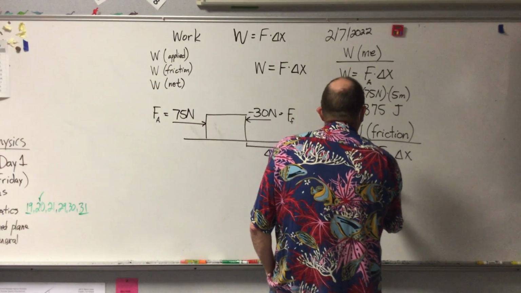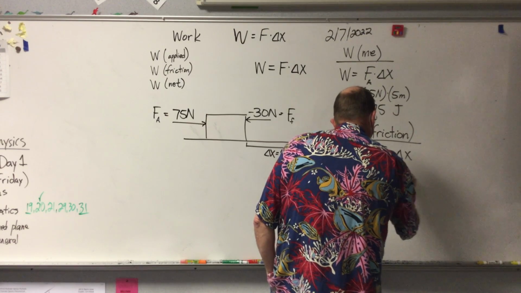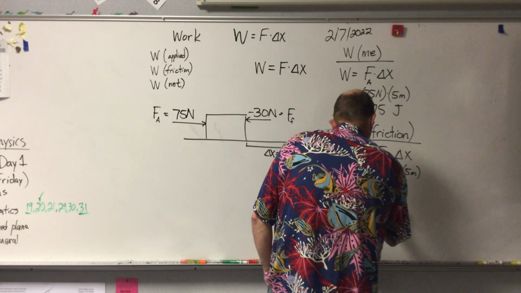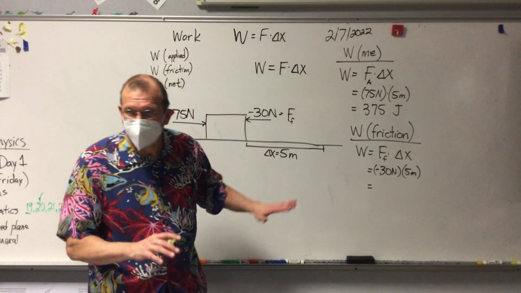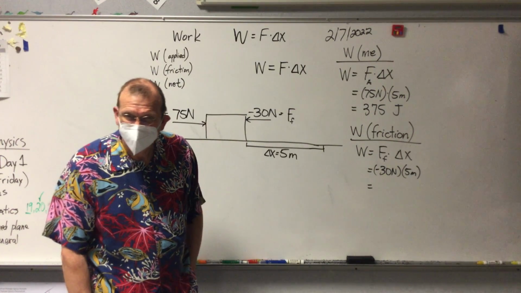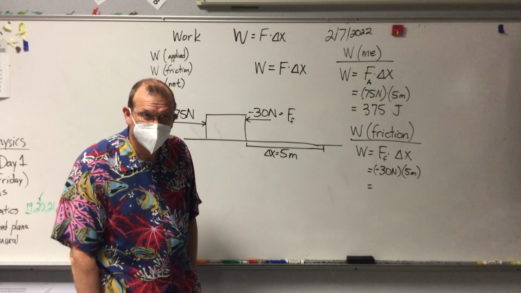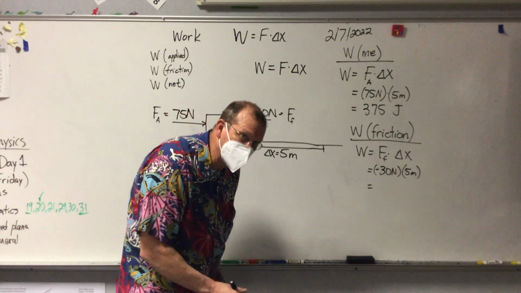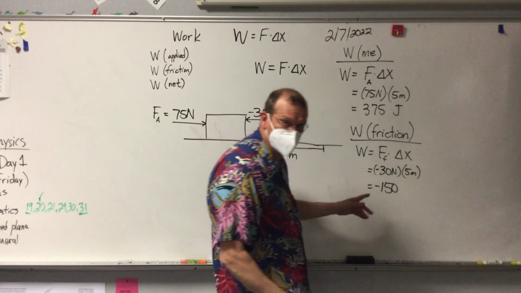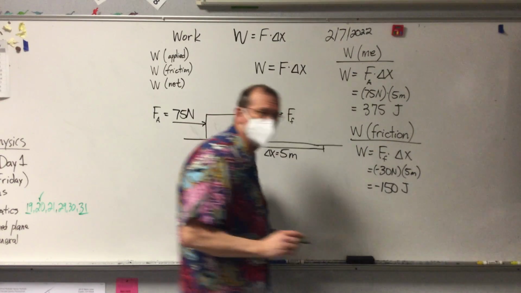Now, that means we would do negative 30 newtons, and we'd still be multiplying that by 5 meters. Okay, the math is nice and clean here. What's our answer? Negative 30 times 5? Negative 150. And then what unit would go on it? Because it's work. Joules. Okay?